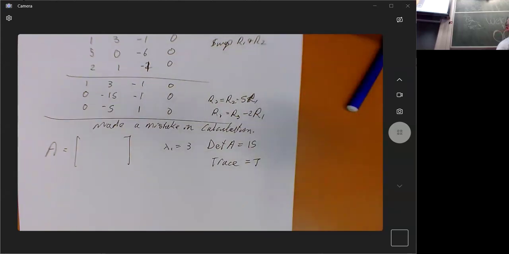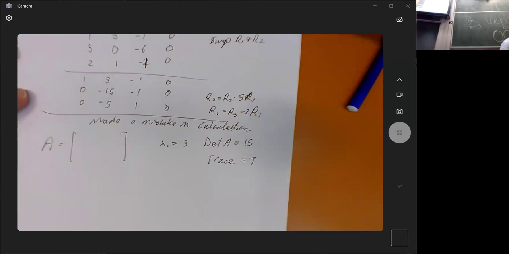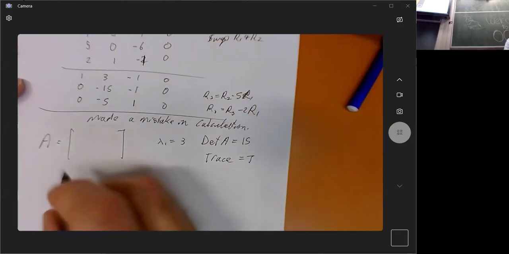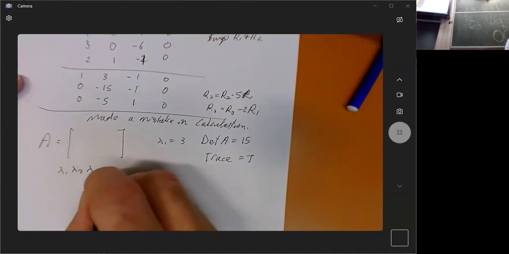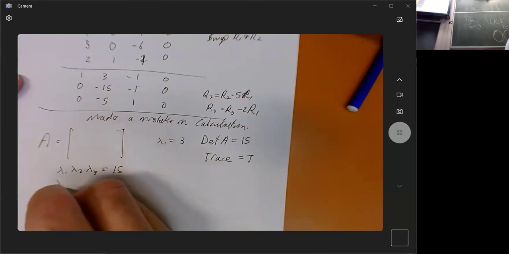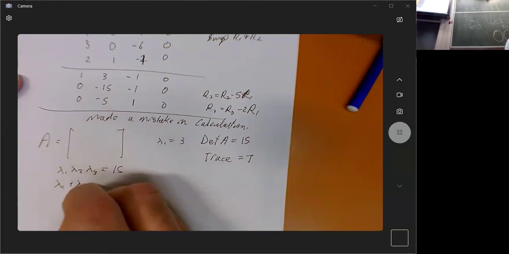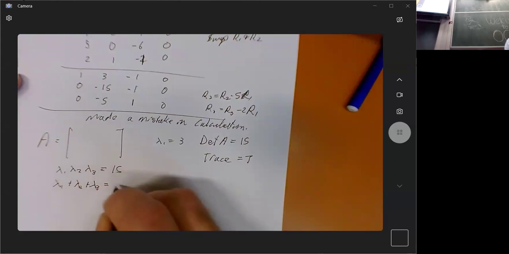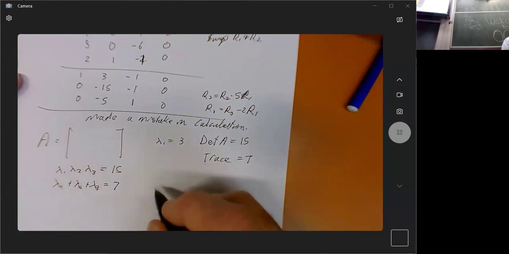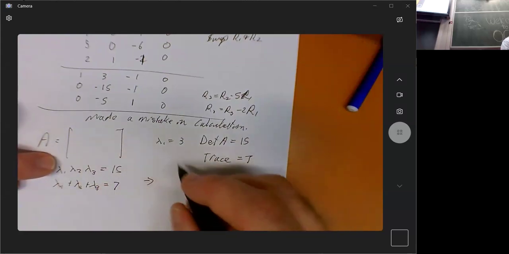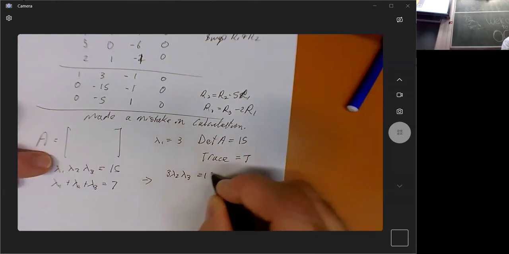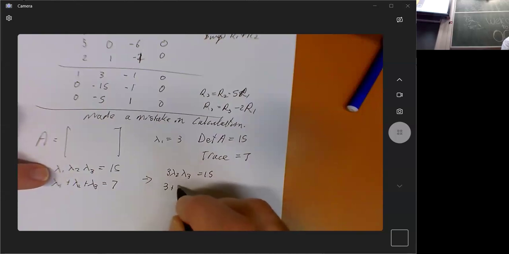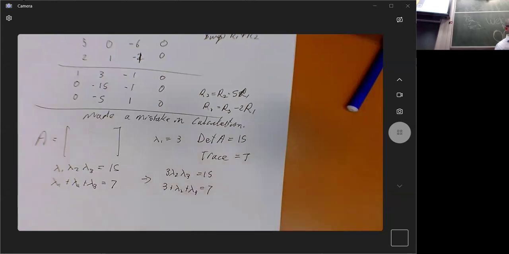And that's what I'm going to get you to use to work out the other eigenvalues. All right, so we've given you one. So we've got lambda 1 lambda 2 lambda 3 is equal to 15, and lambda 1 plus lambda 2 plus lambda 3 is equal to 7. Interpreting this information, 3 lambda 2 lambda 3 is equal to 15, and 3 plus lambda 2 plus lambda 3 is equal to 7.